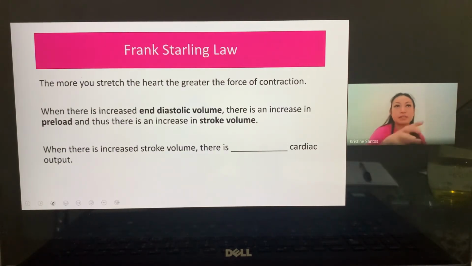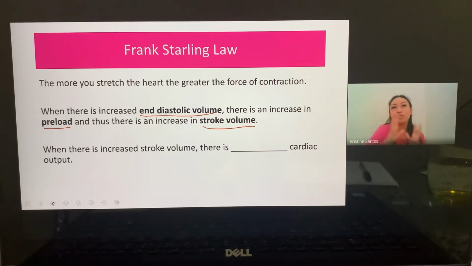So we have this law related to preload. It's called the Frank-Starling law. The more you stretch the heart, the greater the force of contraction. This is just the relationship between preload and stroke volume. I told you preload refers to the stretch of the heart, right? And when there's more stretch, there's increased force of contraction. So if there's an increase in end diastolic volume, that's going to increase the stretch, that's going to increase our preload. And if we have a higher preload, we're going to increase our stroke volume. So this is the Frank-Starling law.